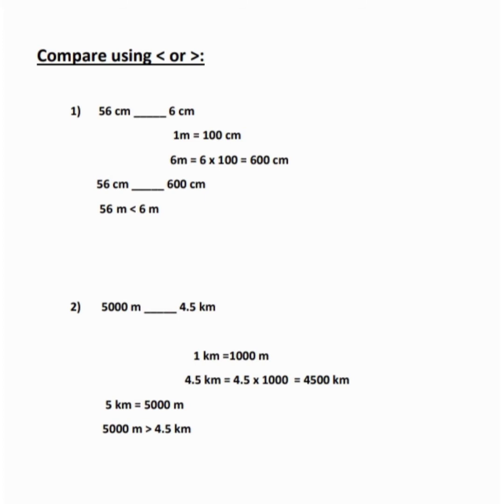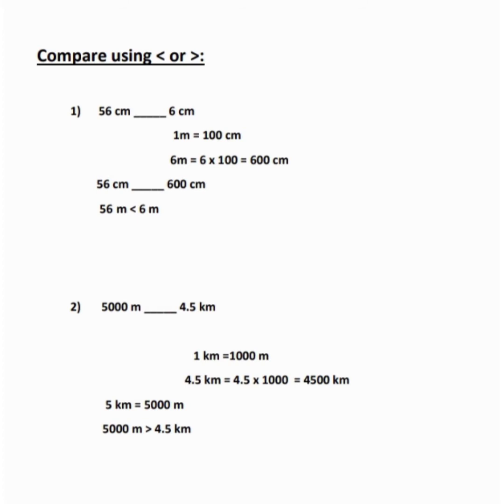Second problem is 5000 meter dash 4.5 kilometer. We have to compare meter and kilometer. When we compare meter and kilometer, we have to use this formula: 1 kilometer equal to 1000 meter.